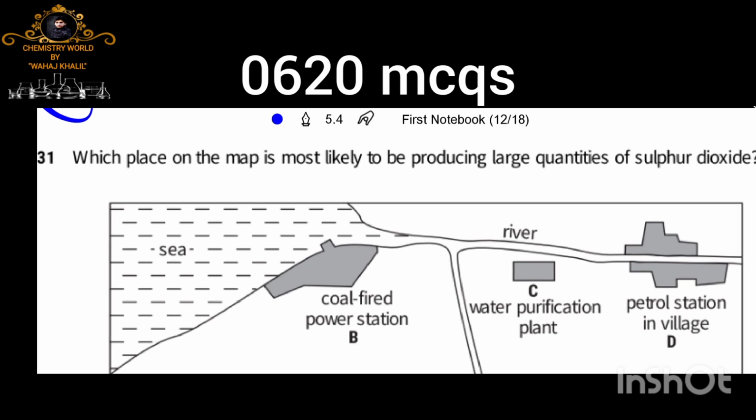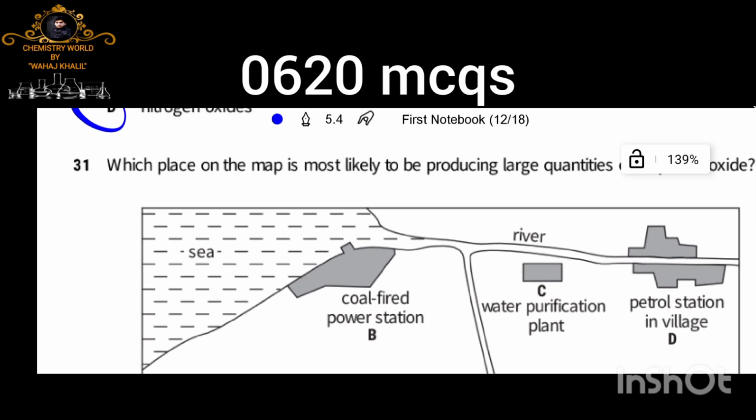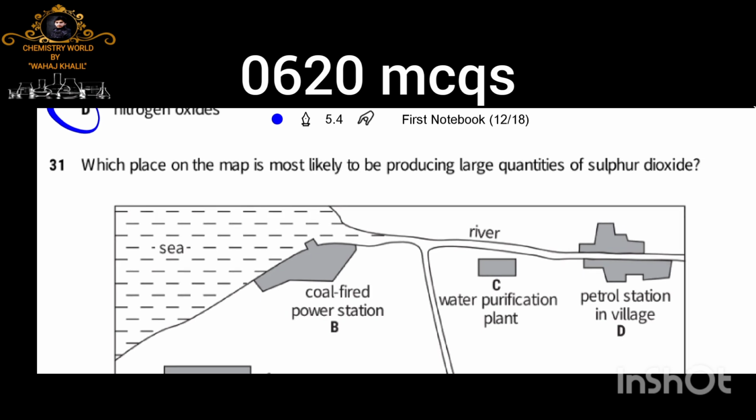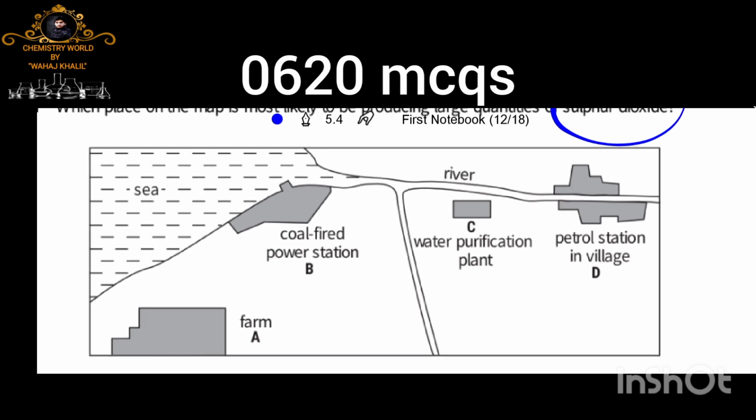Which place on the map, option number 31, is most likely to be producing large quantities of sulfur dioxide, SO2? C, no. A farm, no. A coal-fired power station: when we study theoretical lectures, we learn that a coal-fired power station produces a large amount of SO2. So option B is the right one. C is a water purification plant, so it is not correct. Petrol station in village, not correct.